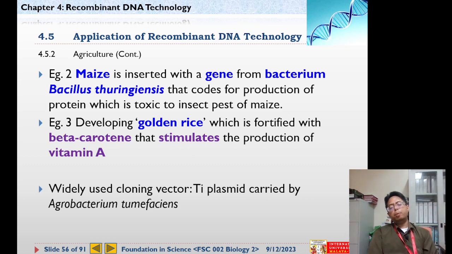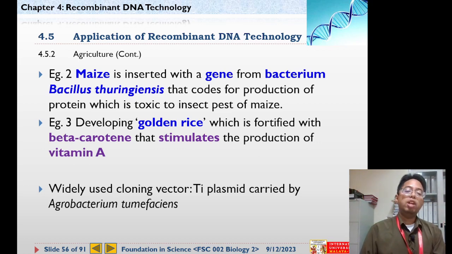Example number two, maize. You know, corn. It is inserted with the gene from the bacterium Bacillus thuringiensis that codes for production of a protein which is toxic to insect pests of maize. Bacillus thuringiensis is also called BT. So when the BT gene is put into maize, the maize will create the pesticide by itself. You don't need to spray. It creates a pesticide that will kill the corn borer caterpillar. So when they try to eat the corn, they will be poisoned. They will die.